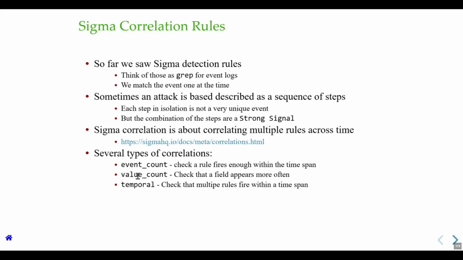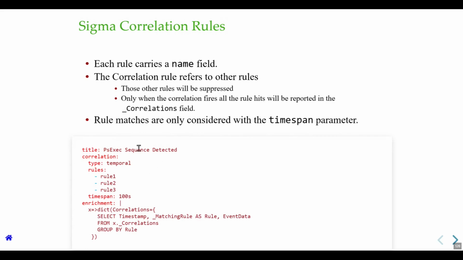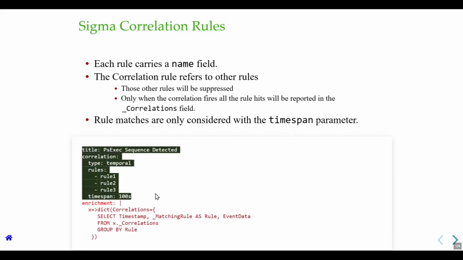And value count is checking that a field appears more often within the timestamp. For example, someone is logging into this user account from multiple IP addresses, and let's say within a few seconds. That is a brute force attack to try and defeat lockout detection type thing. Or temporal, which means all of these events will fire within this time span. This is what we are looking at here, right? The temporal detection.